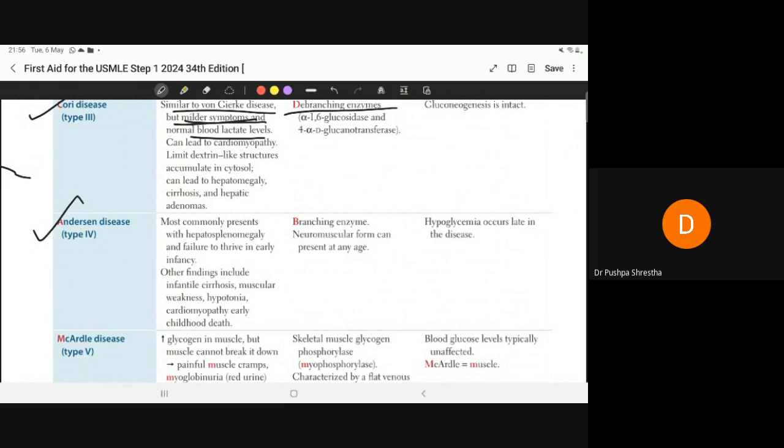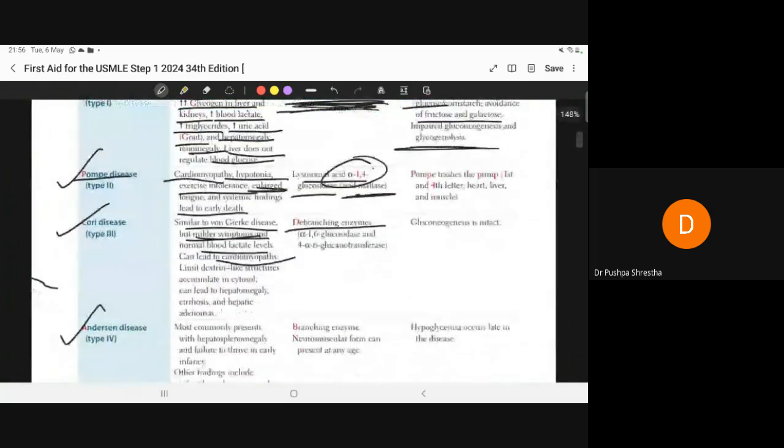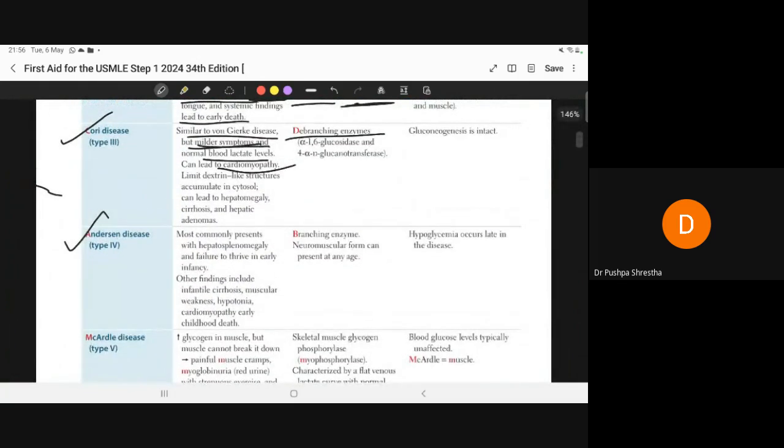It can again lead to accumulation, and if it's accumulated, it can lead to cardiomyopathy. This is also known as limit dextrinosis. What do they mean by limit dextrin disease? It literally means that these chains are limited, like four molecules only. That's why they are known as limit dextrin, like limited carbohydrates. Dextrin is like dextrose, which is also a carbohydrate, right? So these are accumulated in your cytosol.